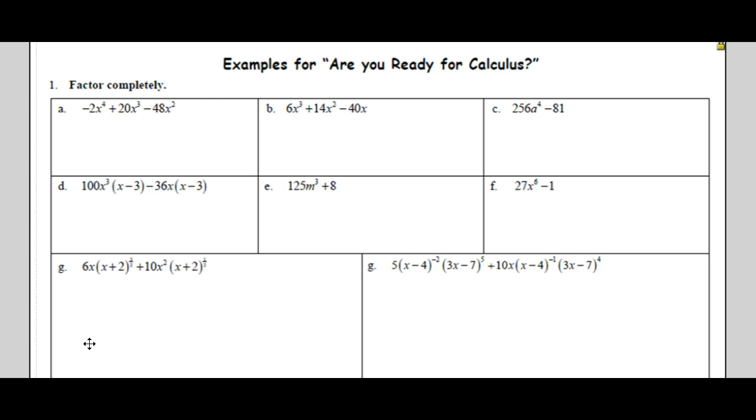Factor out a common factor, right? Which is what? Negative 2x squared is the common factor. And then what does that leave us with? What goes here? x squared. Then what? Minus 10x. And then plus 24. How many terms do we need inside the brackets?